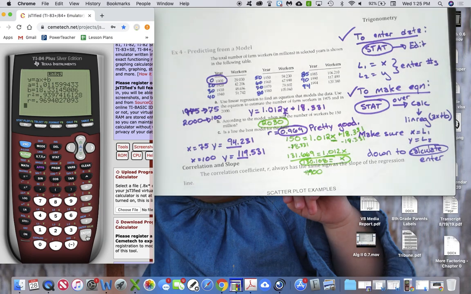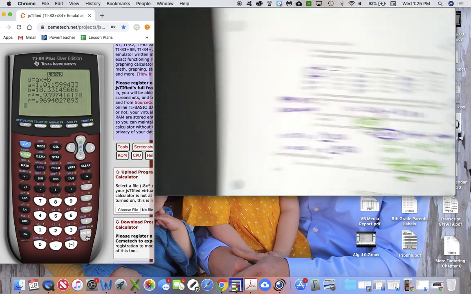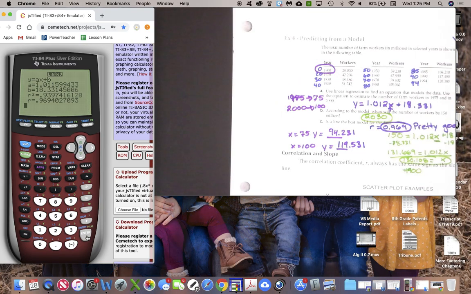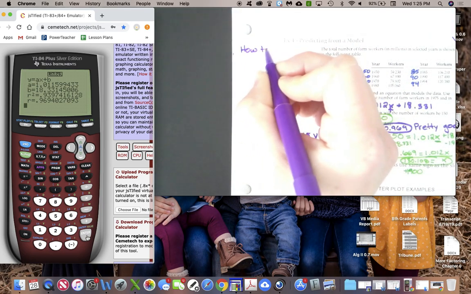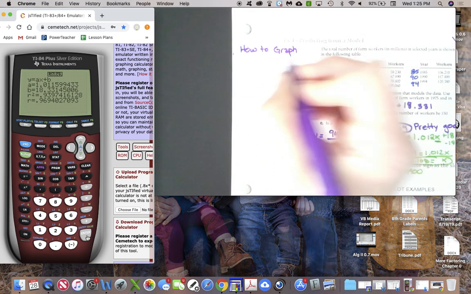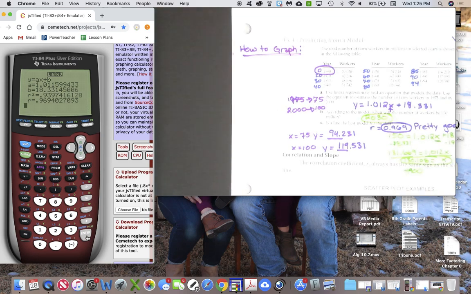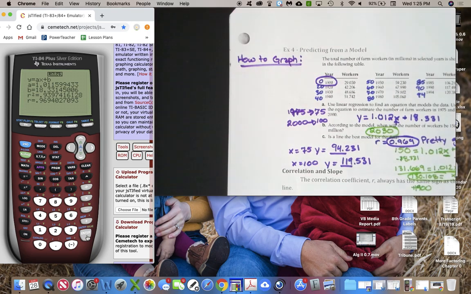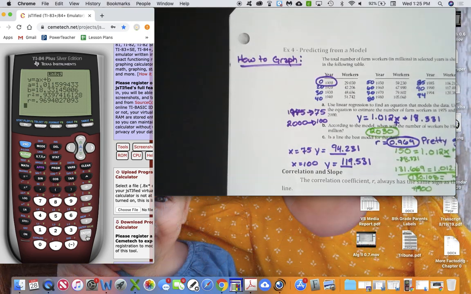Now, go over here to the left side, I'll show you how to graph. Put this on the left side, how to graph. We're going to graph this data, okay?